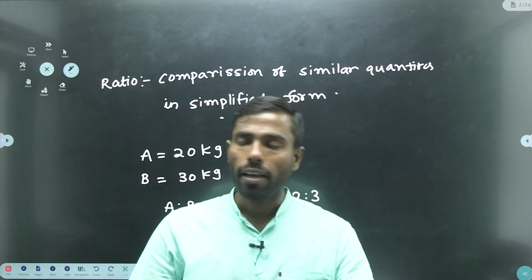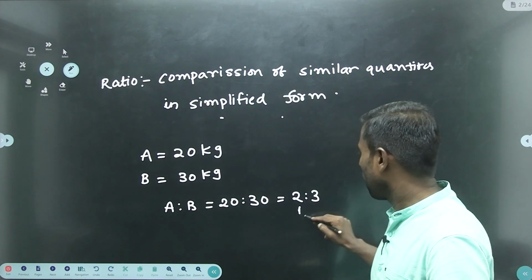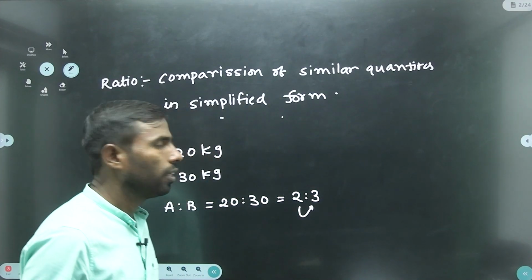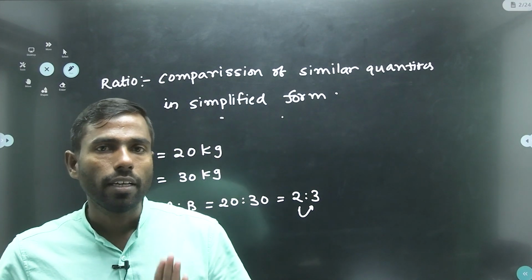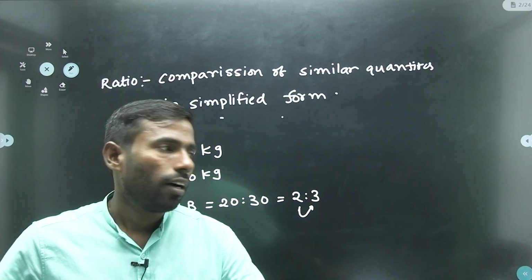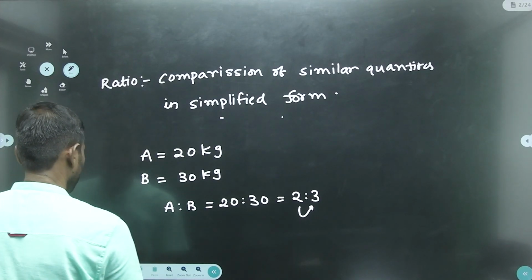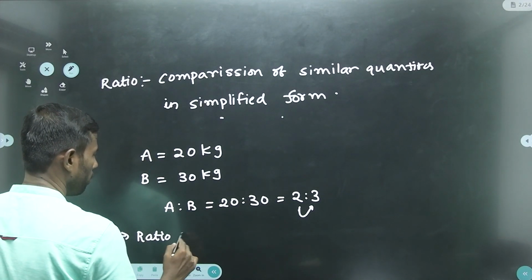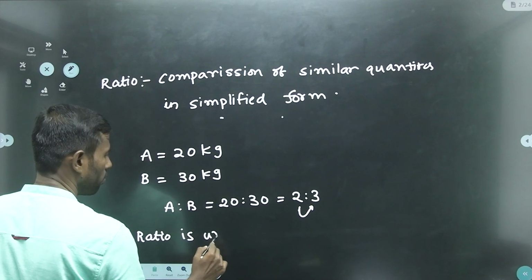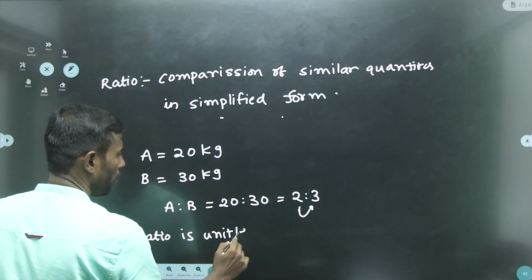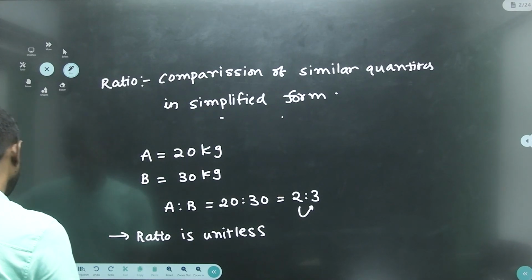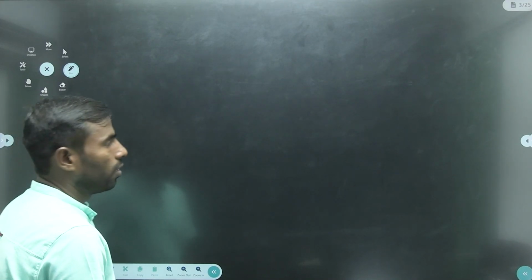That means for every 2 quantities there are 3 quantities. Okay. Ratio basic meaning is comparison of similar quantities, and ratio is unitless, because the units cancel each other. Ratio is unitless. Okay.